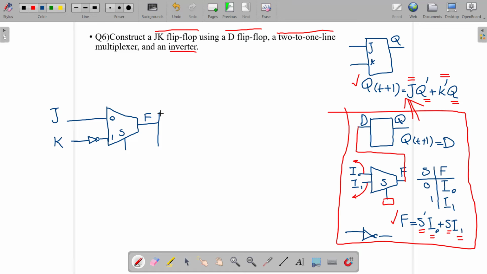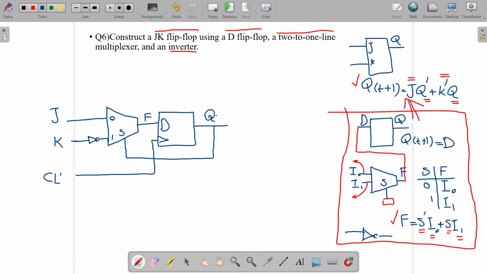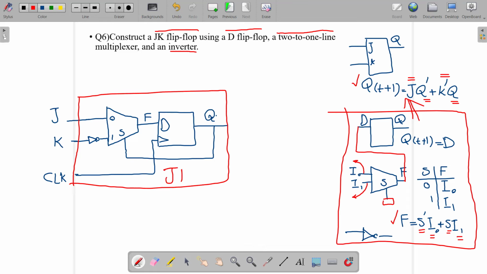Now, if here I use the D flip-flop, I can produce the Q. Now, if I connect this Q to the S, and here is my clock, CLK, it means that I could design the JK flip-flop in this form that you can see. Now this is my JK flip-flop. Using one multiplexer, one D flip-flop, and one inverter, I could design the JK flip-flop.